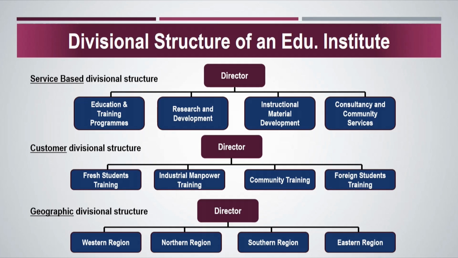Then the third is based on geography: western region, northern region, southern region, and eastern region. This is the way we prepare the divisional structure of an educational institution, based on services, customers, geographic divisions, etc. Then comes the third structure, the matrix structure.